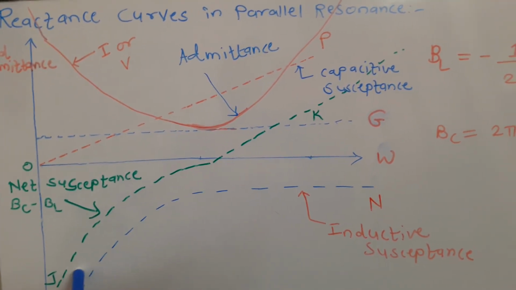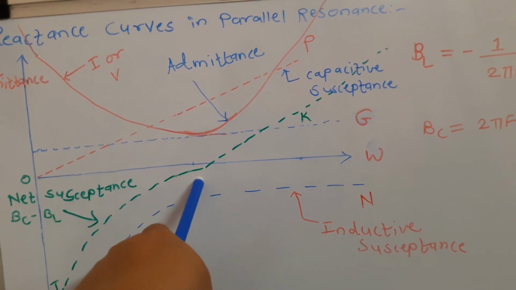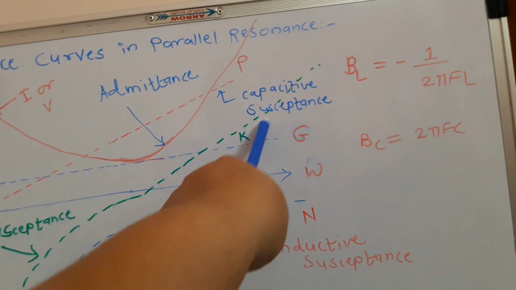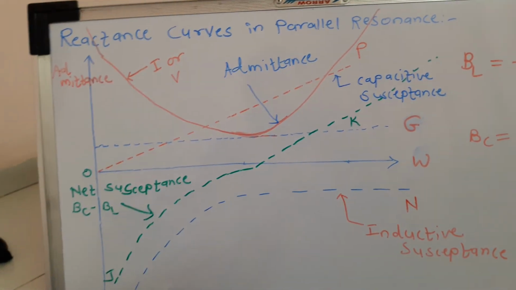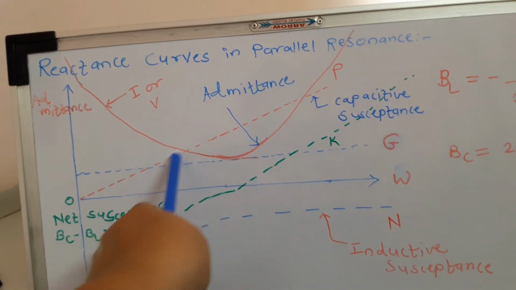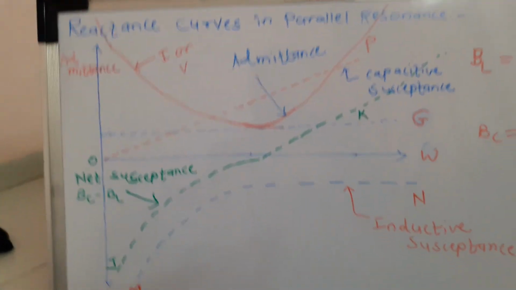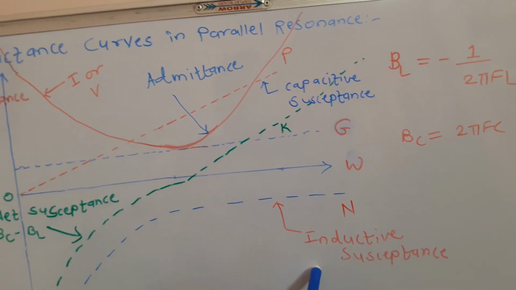So this curve takes the shape of a rectangular hyperbola for some period, and after resonant frequency it takes on the shape of a straight line. So the curve is looking slightly different than your rectangular hyperbola and straight line for your capacitive susceptance. This red line shows capacitive susceptance. This blue line represented by M and N shows inductive susceptance.